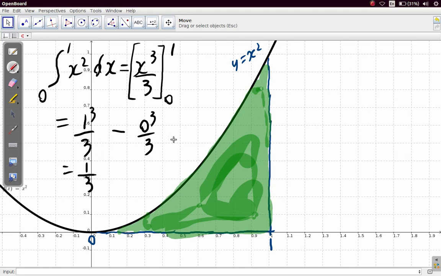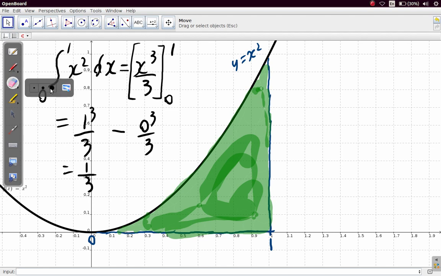This is where we left off last time. We found the area bounded by x equals 0, x equals 1, the x-axis, and the curve y equals x squared. Now, as I promised, we're going to make some adjustments to this.